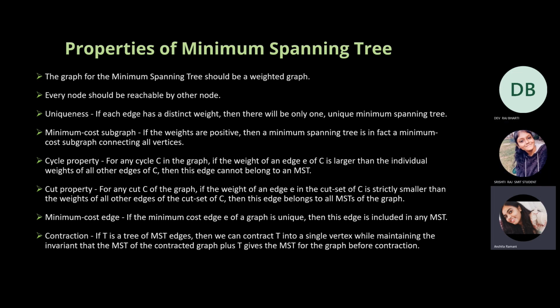Minimum cost edge. If the minimum cost edge E of the graph is unique, then this edge is included in any MST. Contraction. If T is a tree of MST edges, then we can contract T into a single vertex while maintaining the invariant that the MST of the contracted graph plus T gives the MST for the graph before contraction.